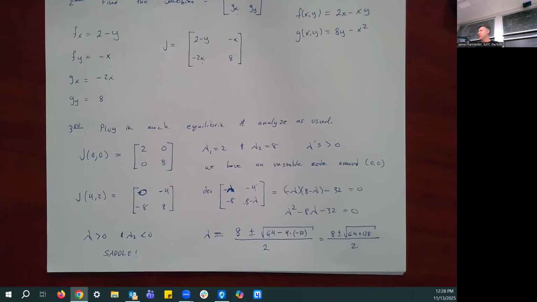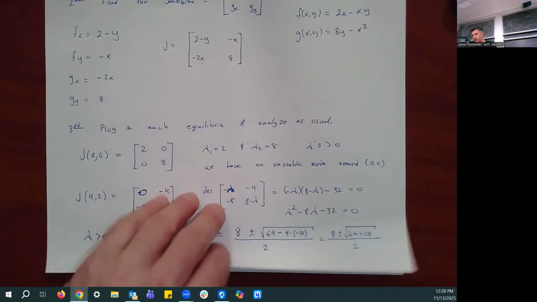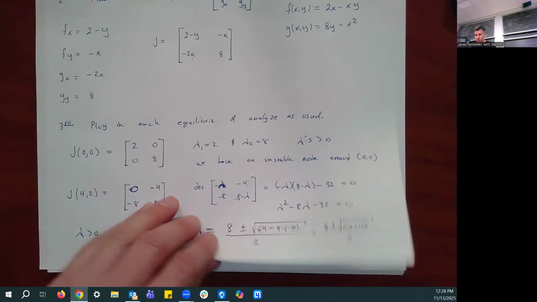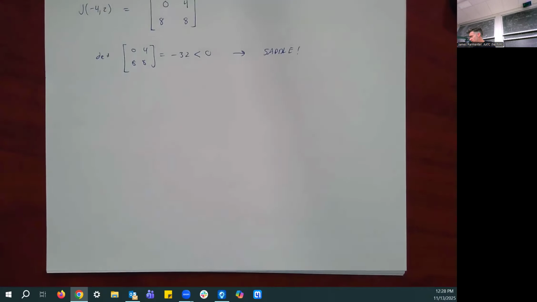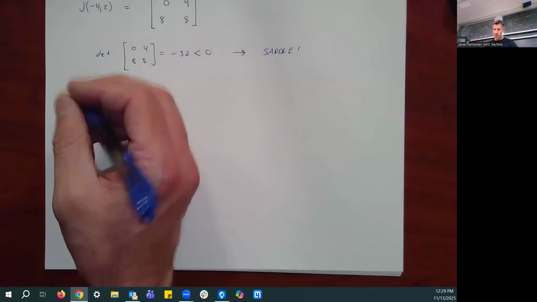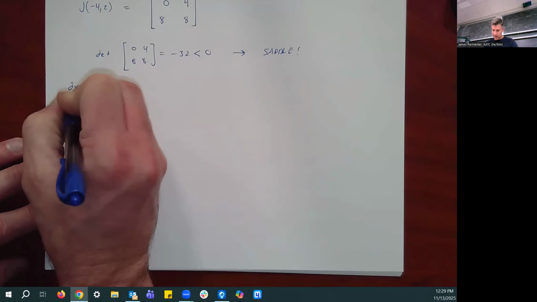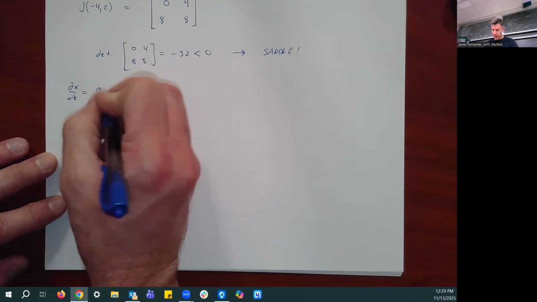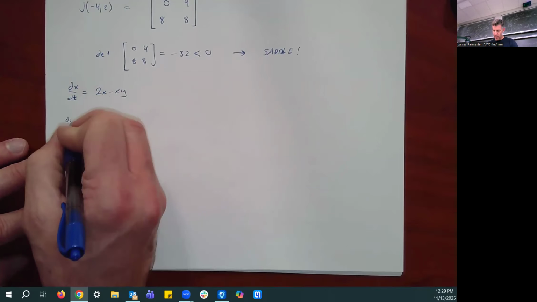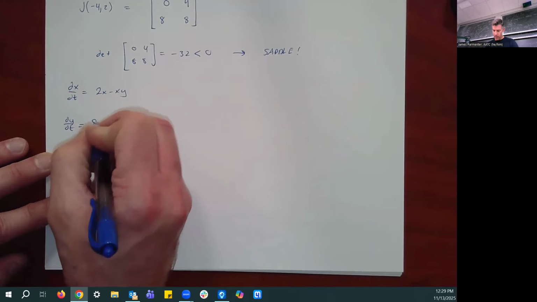What else? So I did notice that at least one of the homework problems asked you about drawing some nullclines. So let's take a look at the nullclines for a second, just because I do think it is something we should talk about briefly. So back to the original system for a second. Recall our original system was the following: dx/dt equal to 2x minus xy and dy/dt equal to 8y minus x squared.